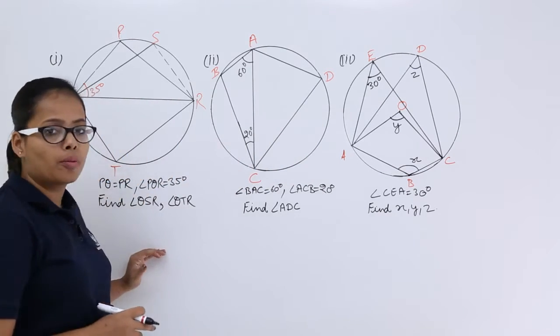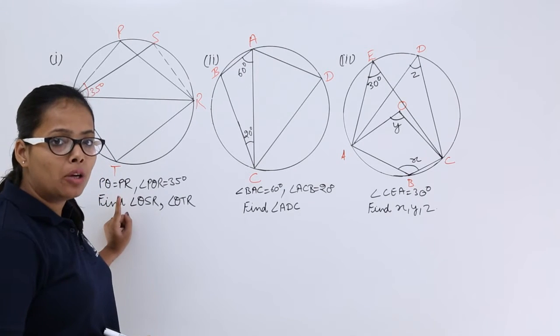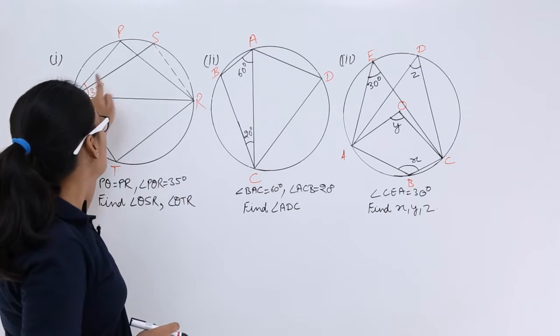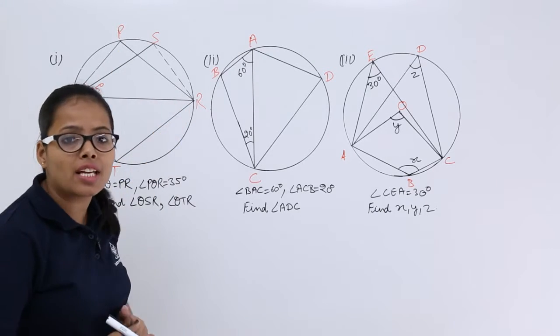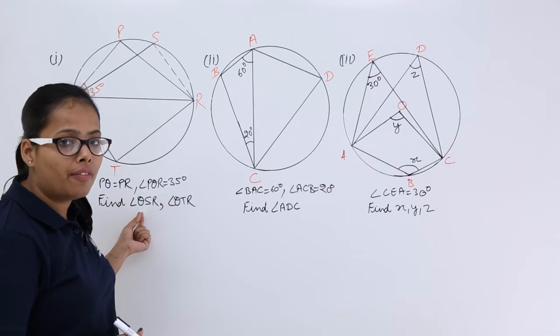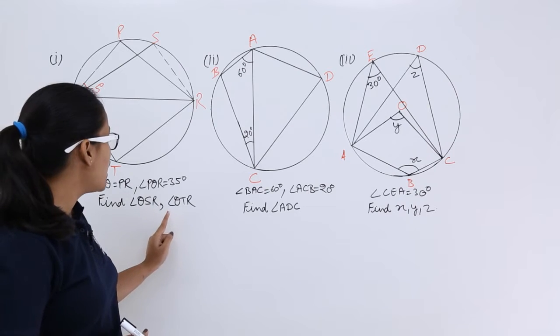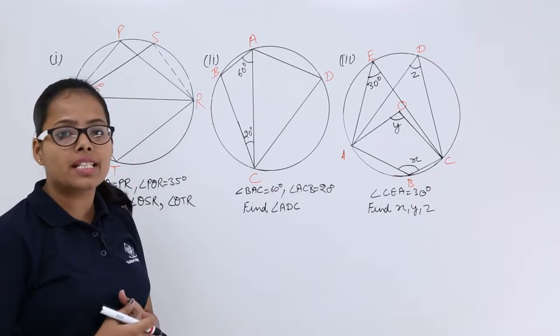In the first problem, you have been given that PQ is equal to PR. When PQ is equal to PR, this makes PQR an isosceles triangle. And here you need to find the value of angle QSR and angle QTR. So how will you find out these angles?